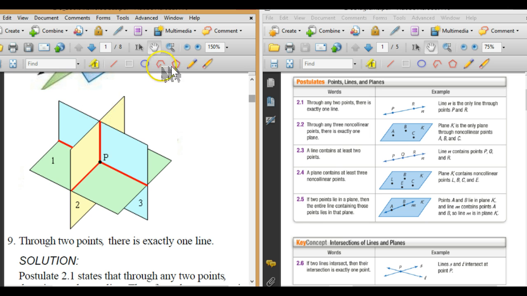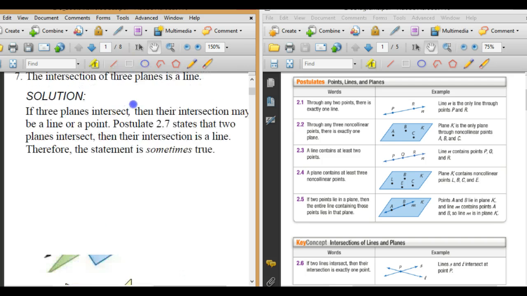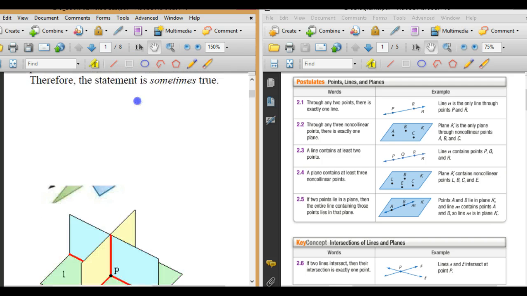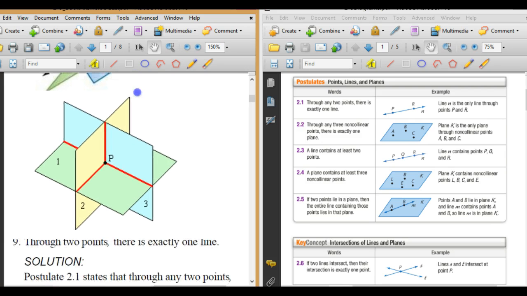So either they intersect in a line like the first diagram, and for some reason that's not coming up again, sorry, or they can intersect at a common point.